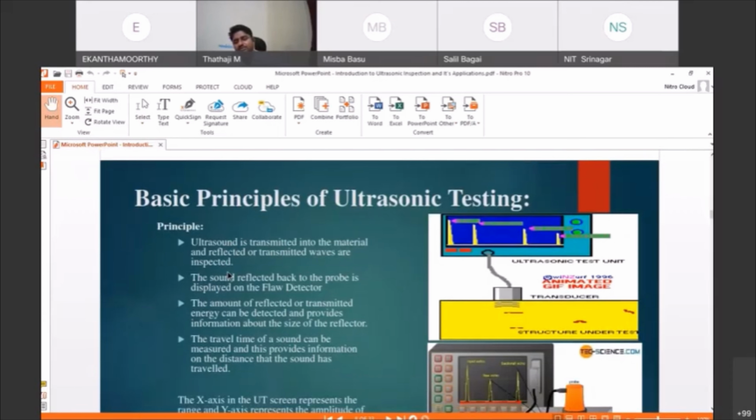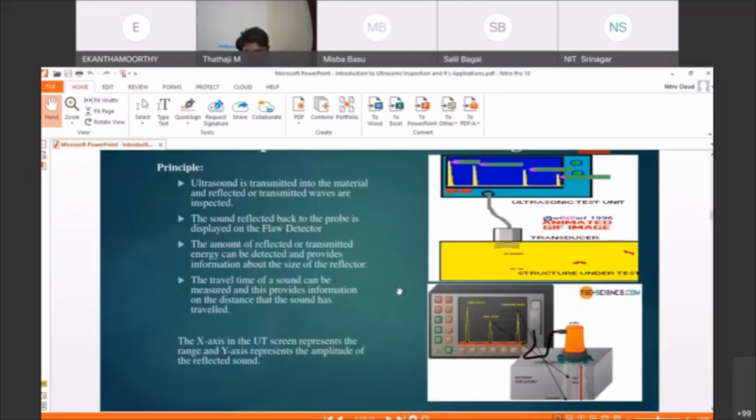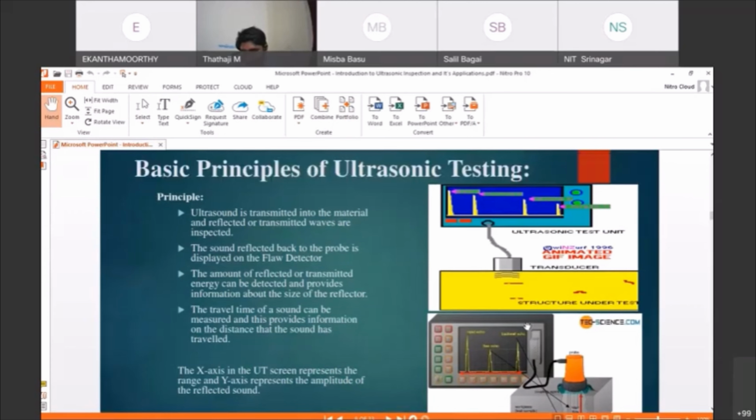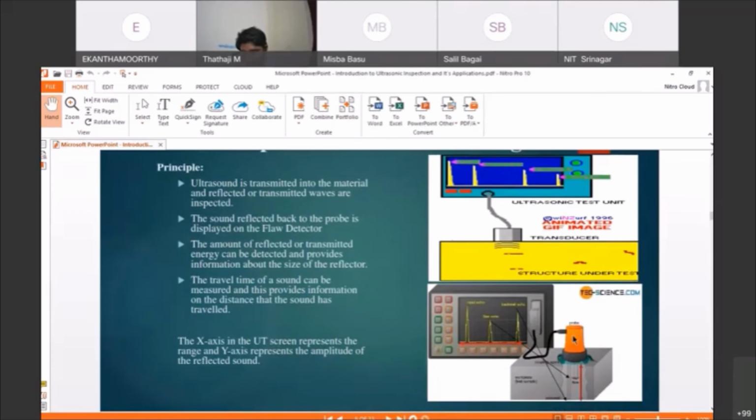Coming to the basic principle, in what principle the ultrasonic signal works, three parameters are always involved. If you see the flaw detector on the right side, this one is the ultrasonic flaw detector and this one is the probe. If this is our brain, the probe is the eye. Without this probe, it cannot see inside the material. The purpose of the probe is to generate the ultrasonic signal. In the upcoming slides, we will see what the probe is and what its mechanism is.